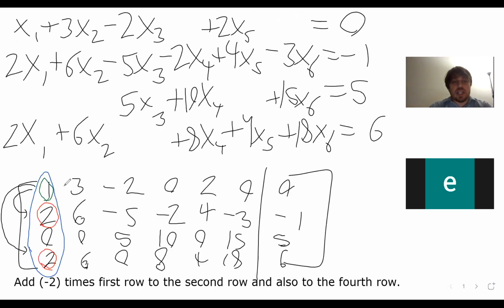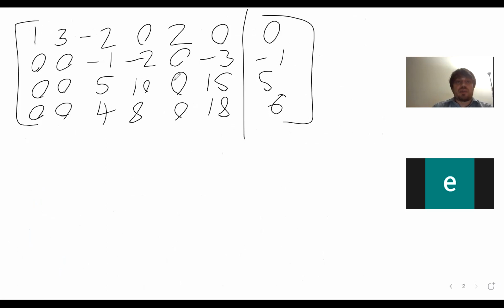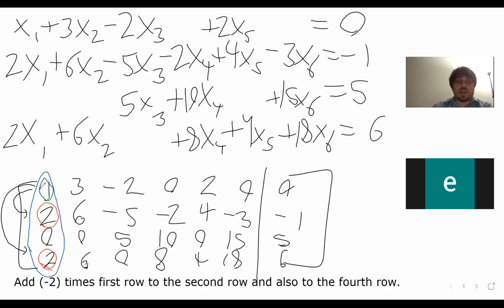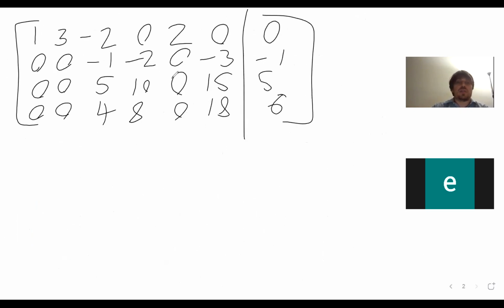What's happening here is I took -2 times this row and added it to this one. -2 times 1 is -2, and -2 plus 2 is 0. -6 plus 6 is 0. 4 plus -5 is -1. 0 plus -2 is -2. -4 plus 4 is 0. 0 plus -3 is -3. 0 plus -1 is -1. And so we get these values here. The third row stays the same because we're not doing anything to the third row. Then we add -2 times the first row to the fourth, and we get 0, 0, 4, 8, 0, 18, 6. You do those operations and you get this.